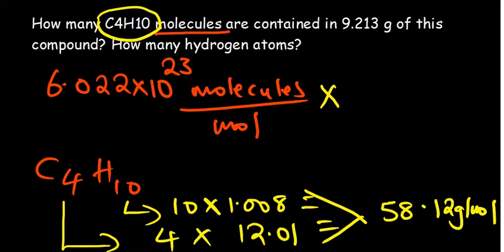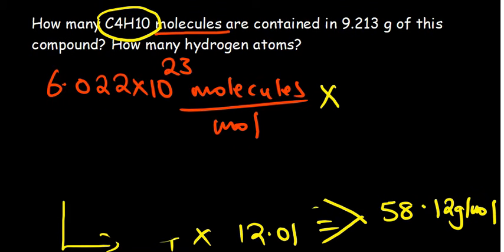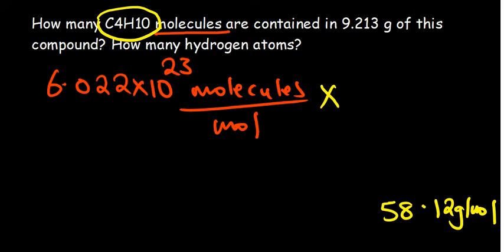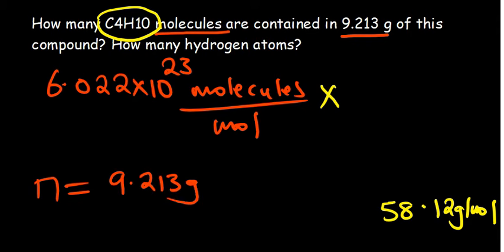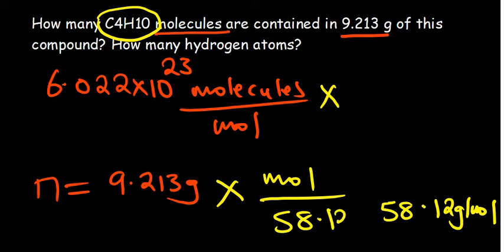So if we have our molar mass, we should be able to find the number of moles since we have our mass. So we said the number of moles is the mass, which is 9.213, divided by what? Divided by the molar mass. So mole over 58.12 grams. So we are dividing.